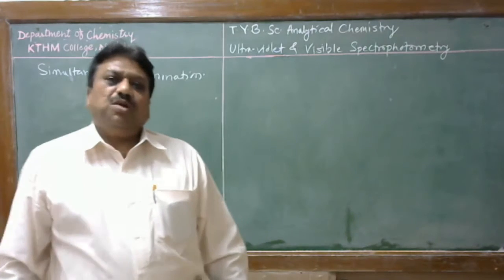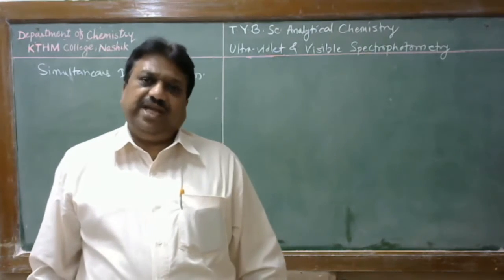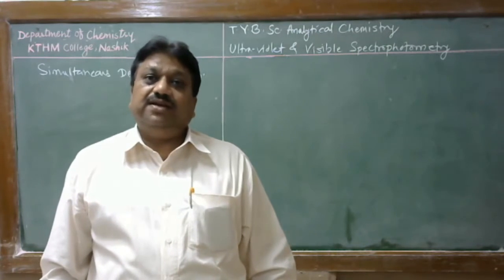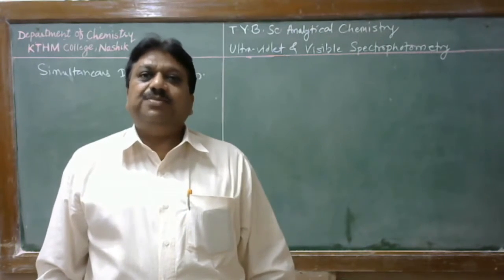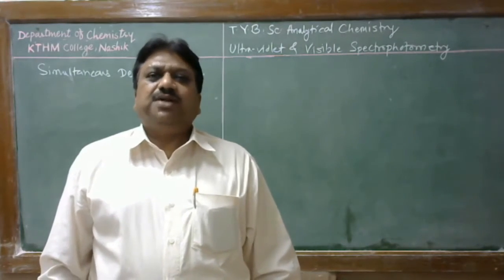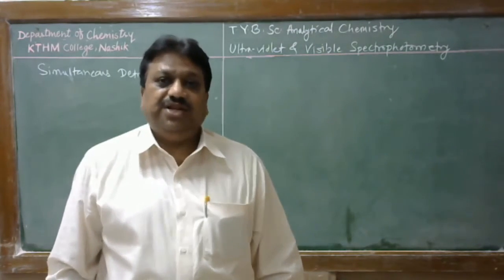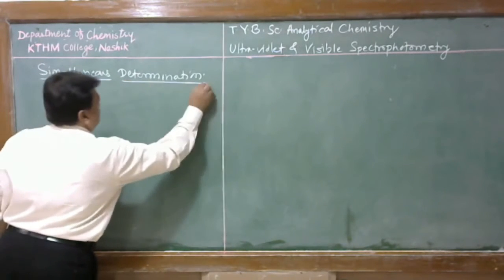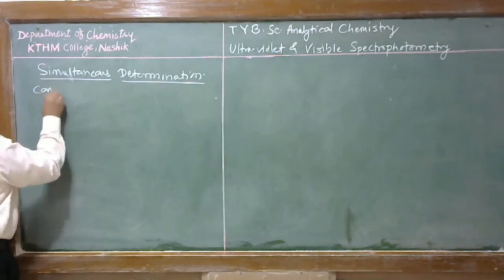If two or more components present in the mixture absorb electromagnetic radiation at separate wavelengths, then their determination is possible by means of Beer's law or by spectrophotometry. There are some conditions for simultaneous determination.